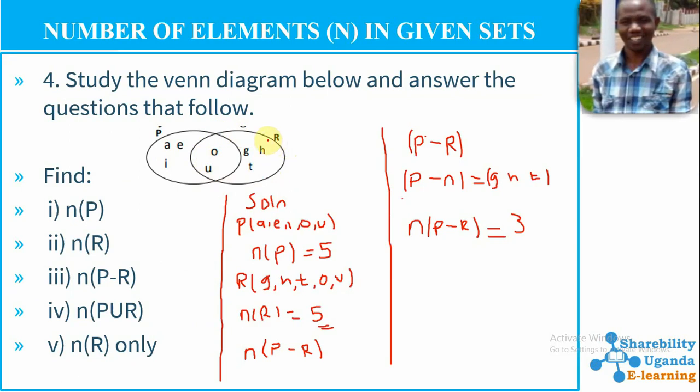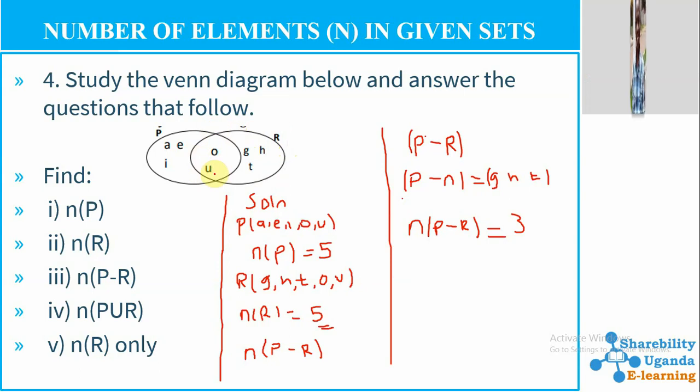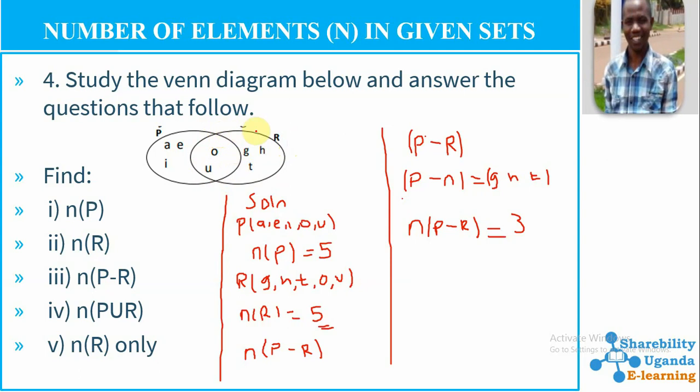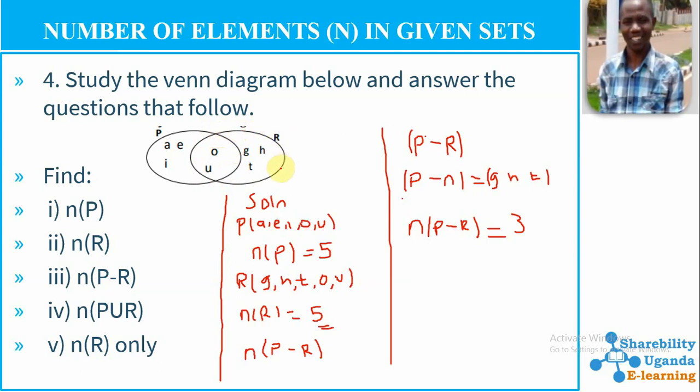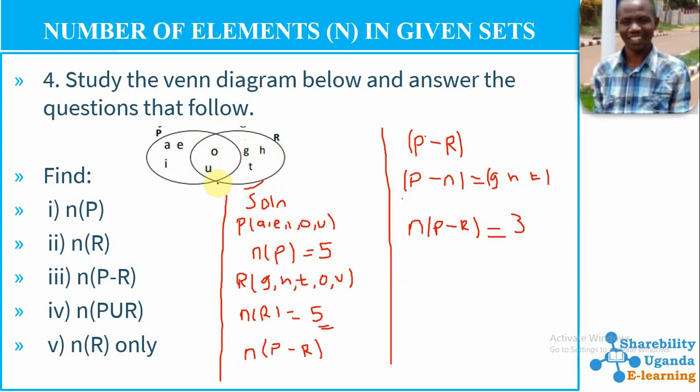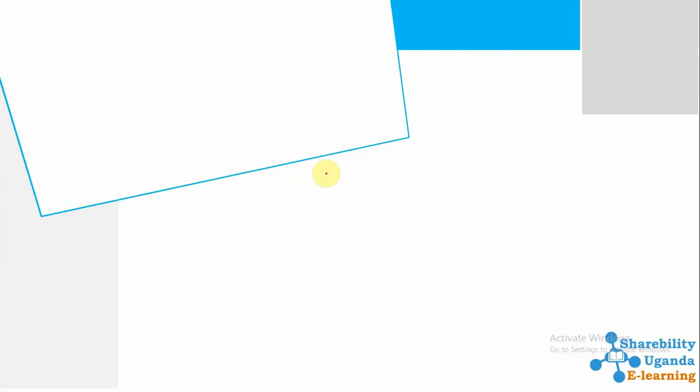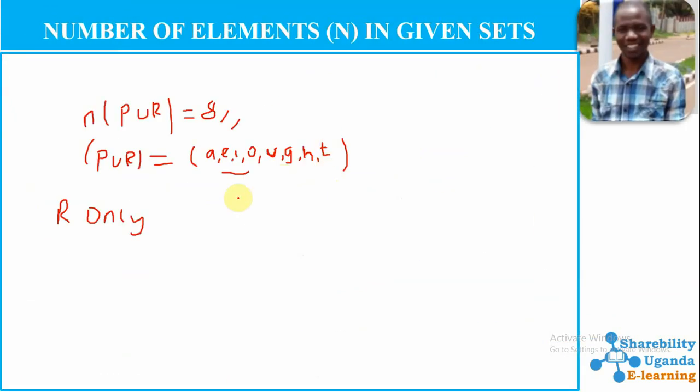passes from here up to here, and these members of the intersection are the ones that are shared between these sets. So if you want to get only R, that means we shall take these members from here, from here up to this side. Those are the members that belong to R only. So by listing them, we first list them.